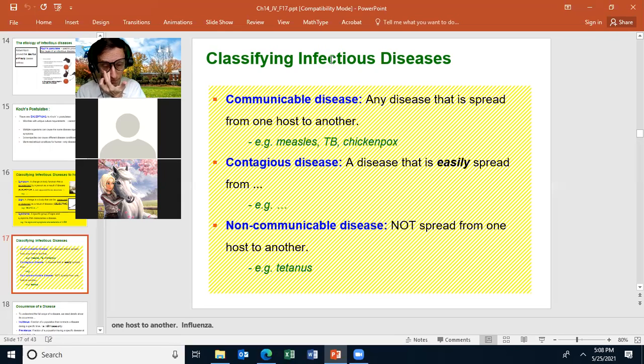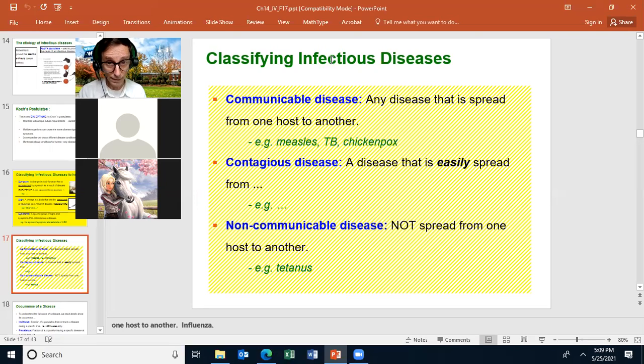TB, on the other hand, is a communicable disease, but it is not contagious because it doesn't easily spread from one host to another. Another good example of a communicable disease which is not contagious is leprosy. You have to have long-term exposure to the agent that causes leprosy before you'll get the disease.